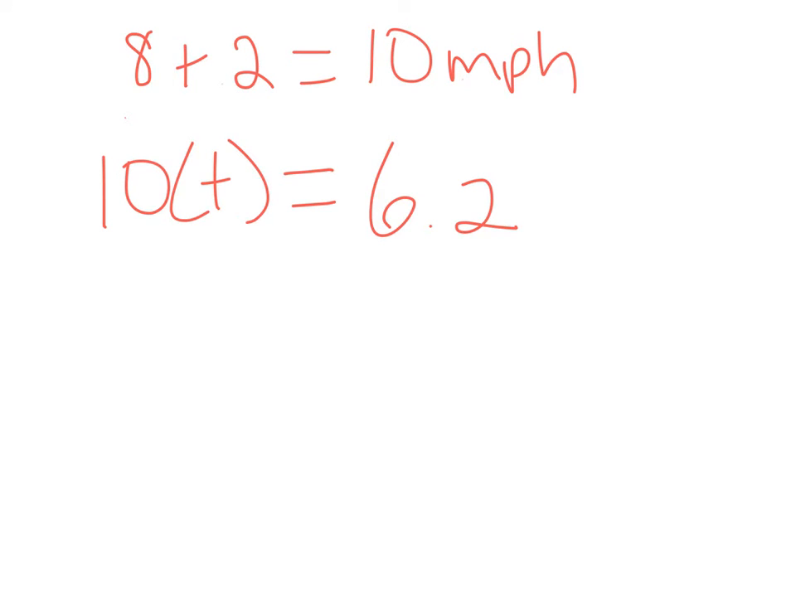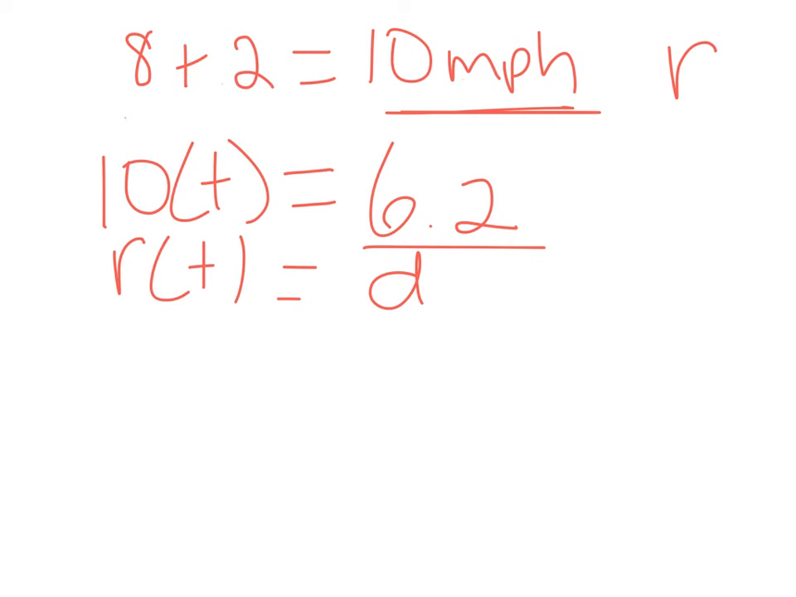To solve this, we had 8 miles per hour the first 20 miles, and an additional 2 miles per hour in the last 6.2 miles, so that equals 10 miles per hour, and that's the rate. So we have our rate times t, and we already have the d right here, so what we have to solve for is t, and what you end up with is 0.62 hours, so it'll take a little over half an hour to run that last little bit.